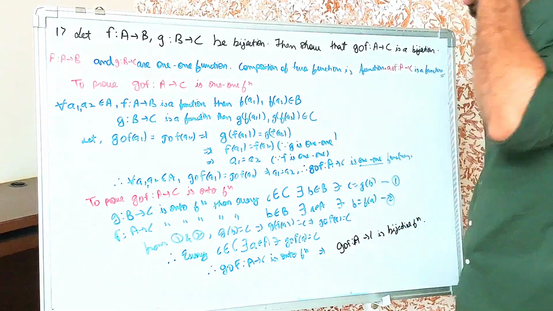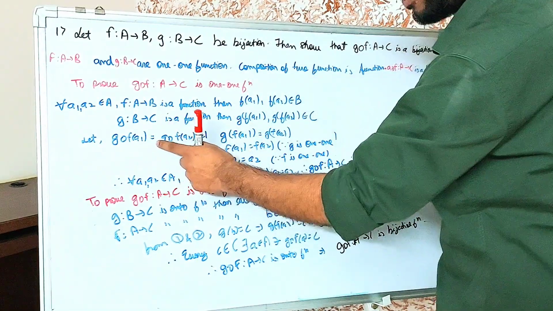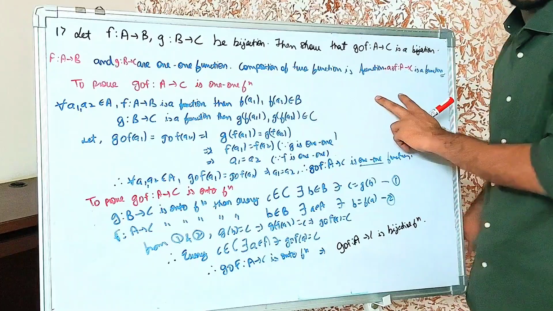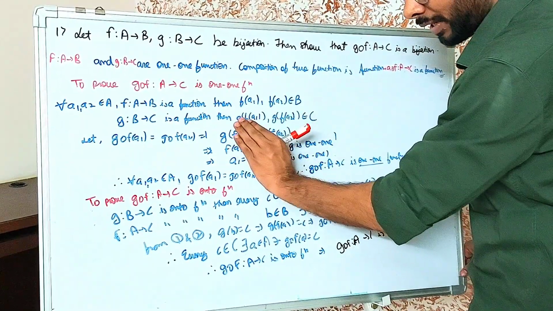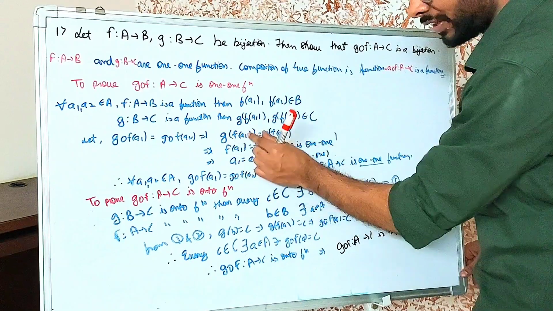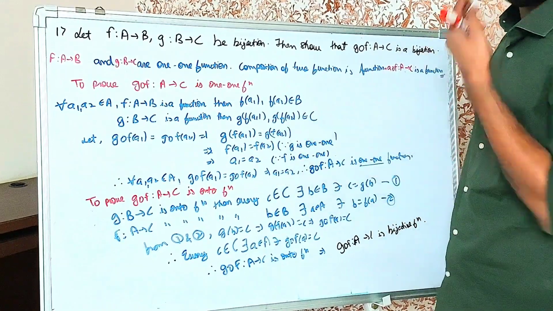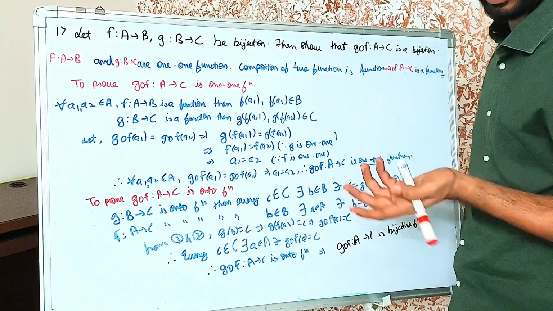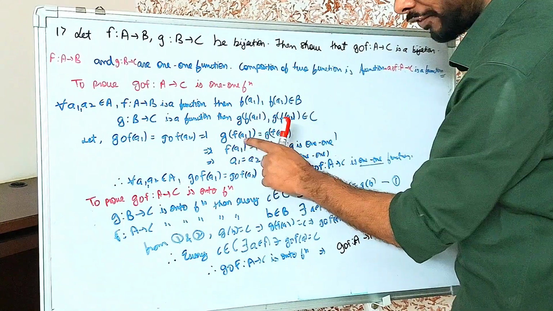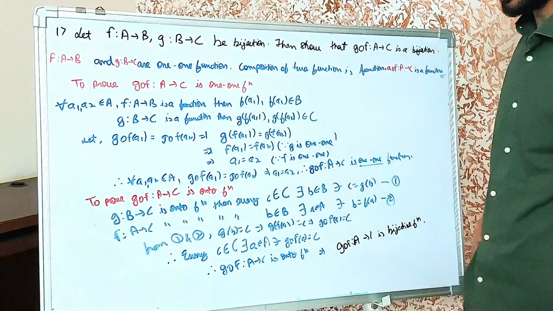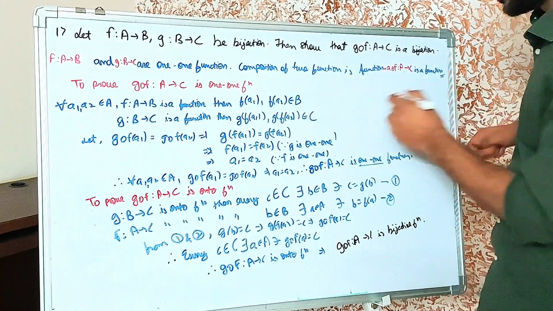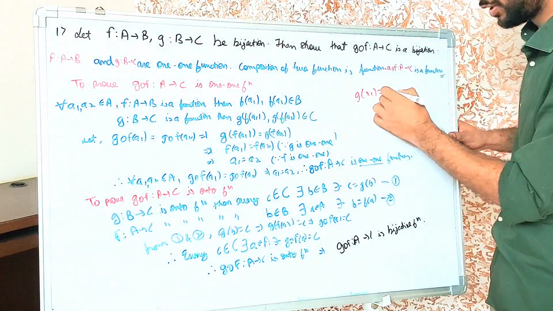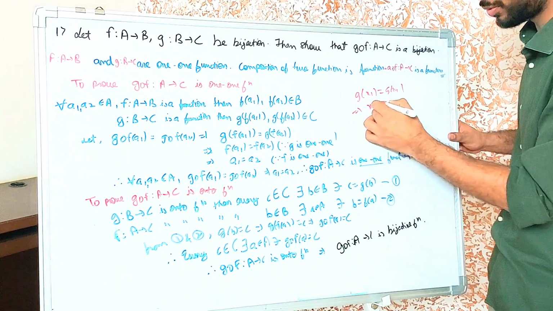Next point. Now let g of f of a1 equal g of f of a2. Similar to what I've written: f of x1 equal to f of x2. If this is the case, we have to prove at the end whether this is one-one or not. So g of f of a1 equals g of f of a2. Now it's mentioned that g is a one-one function. G is a one-one function means if you take g of x1 equal to g of x2, it implies x1 equals x2.